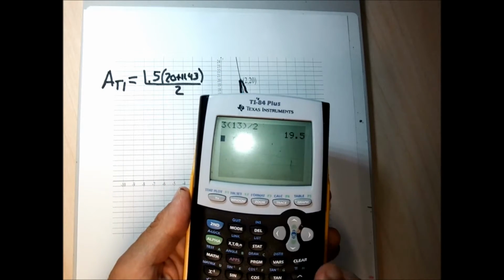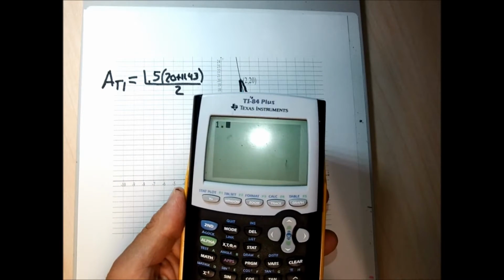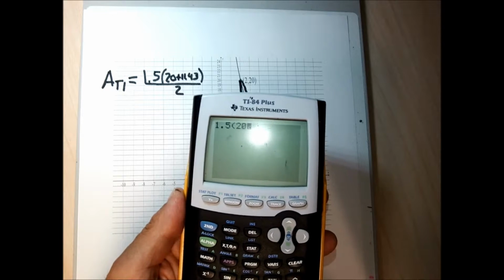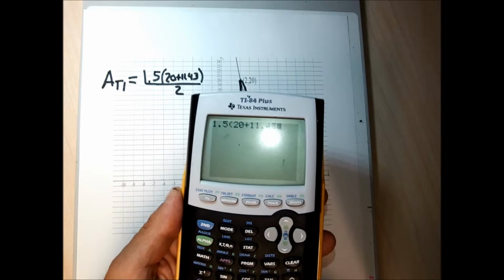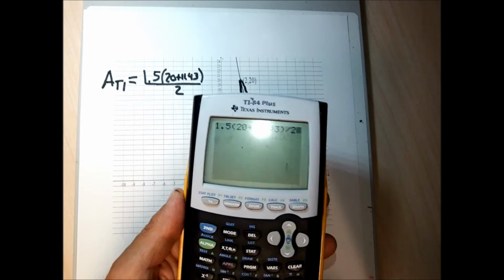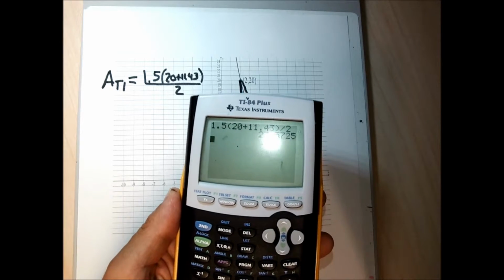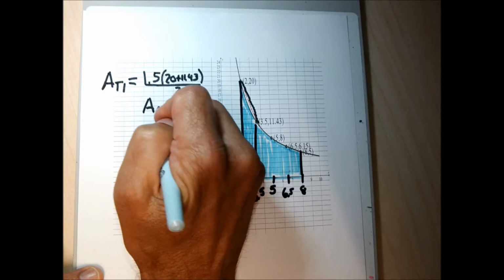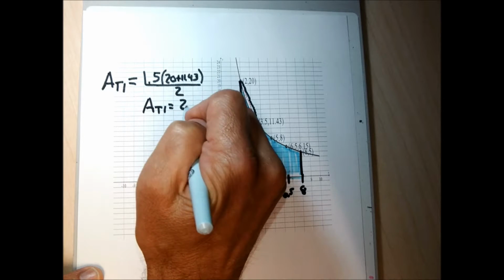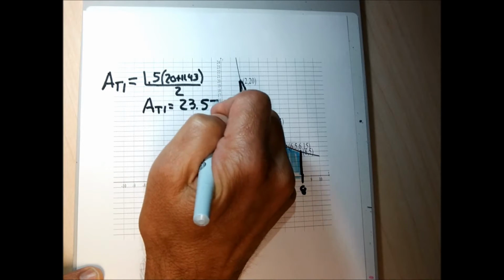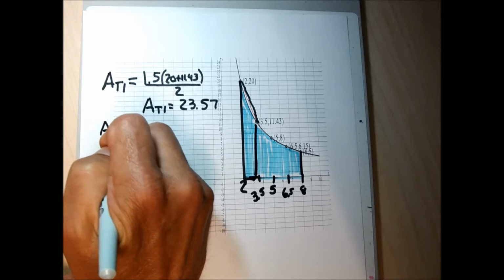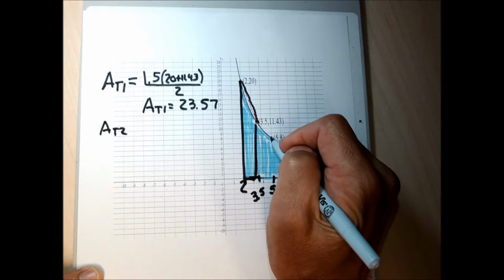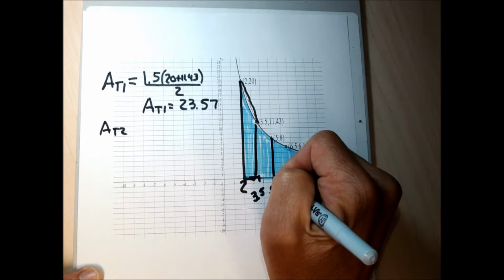So second quit, clear, 1.5 parentheses 20 plus 11.43 divided by 2, rounded to 2 decimals. I'm going to write 23.57. So the area of trapezoid 1 is 23.57. Now I'm going to move on to the area of trapezoid 2, and here's going to be my trapezoid 2.